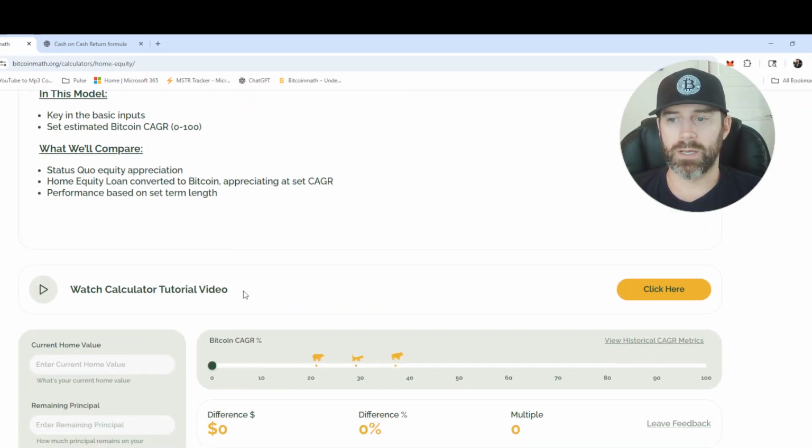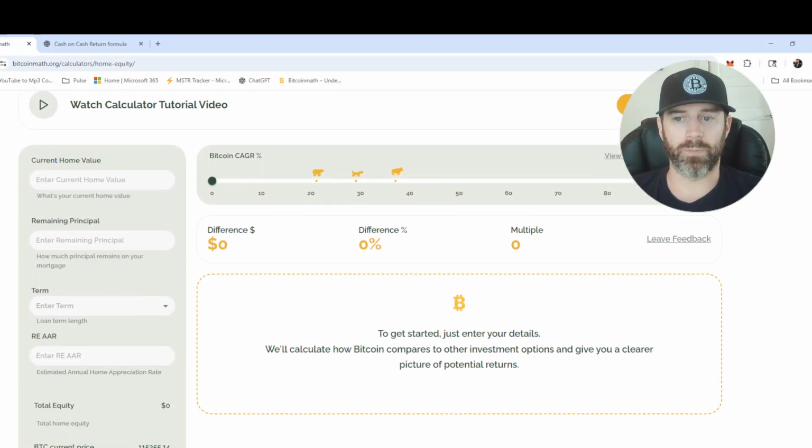All right, so the calculator inputs are pretty straightforward here. What's your current home value? I'm going to go ahead and use that $1 million example. And let's say we've got $300,000 in principal remaining. What you'll see here is that the total equity is going to produce itself down here: current home value minus your remaining principal, that's your total equity.